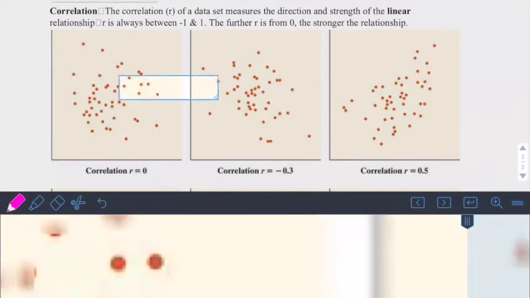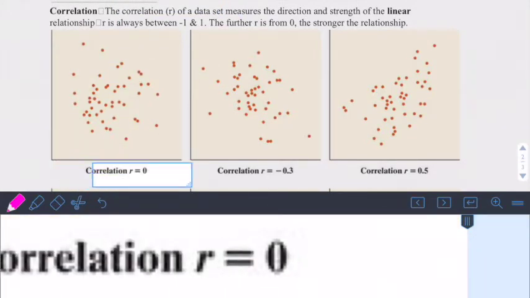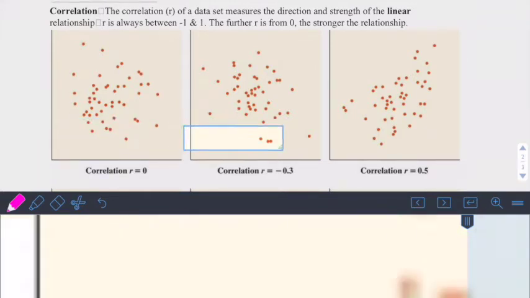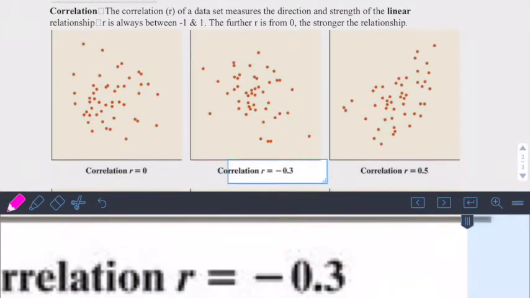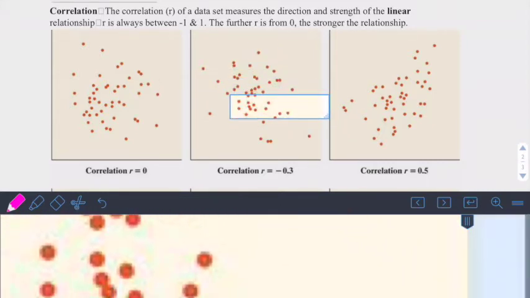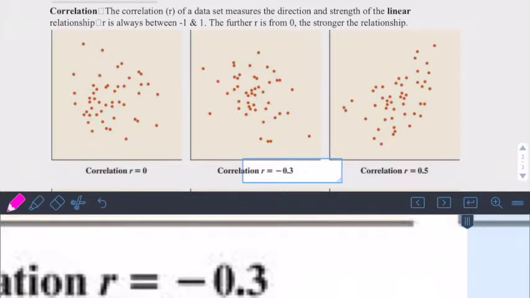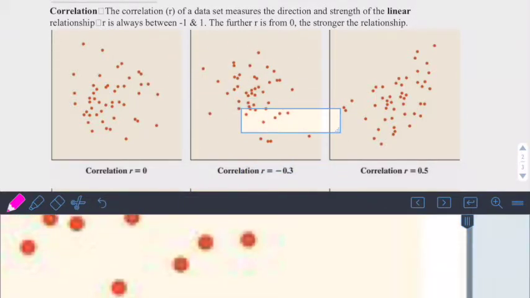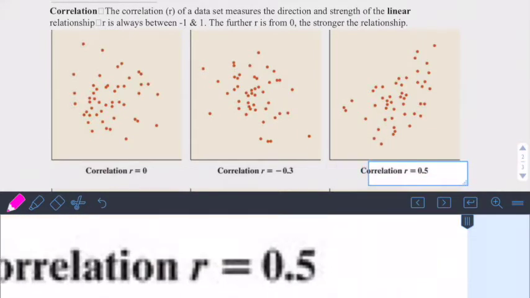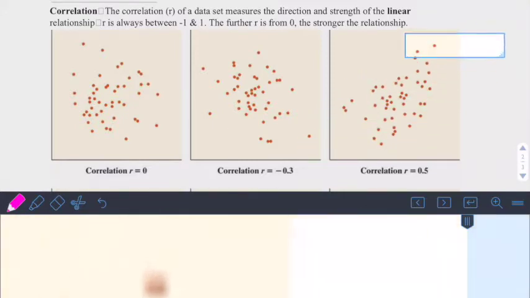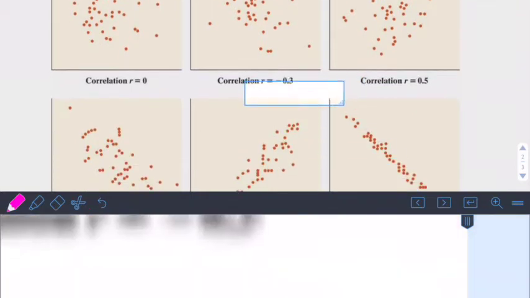So correlation. This is what a correlation of 0 looks like. You don't really have any sort of lines. This is a correlation of negative 0.3. The negative means that it is going down, right? That's the direction. And then 0.3 means that it's not really very linear. It's pretty low. A correlation of 0.5 is midway. This one's positive because it's going up, but 0.5 is a moderate correlation.